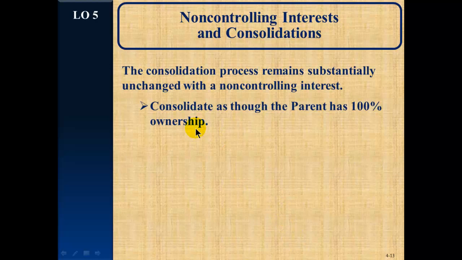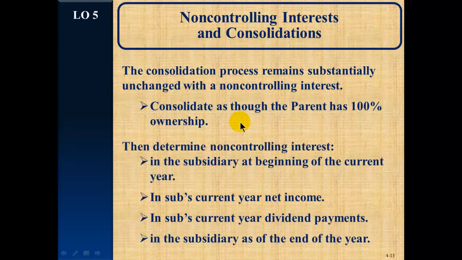Now the consolidation process is really unchanged from what we've learned so far in chapters 2 and 3. When you throw in the complexity of a non-controlling interest, you're still doing the same thing. You're just going to consolidate as though the parent has 100% ownership. So you're going to lay out on your columns your parent company and your subsidiary company, and you're going to add them across. But you're going to, of course, have your adjustments and your eliminations that you make, but you're going to do that as if there's 100% ownership.